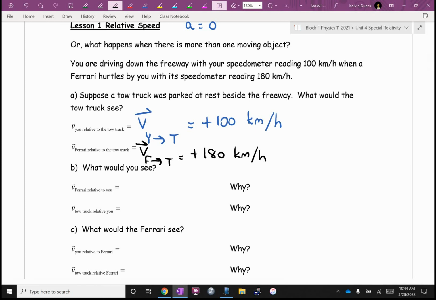But now let's look at two moving objects. What would you see? So imagine you're in your car. How fast are you traveling, according to this setup? 100.